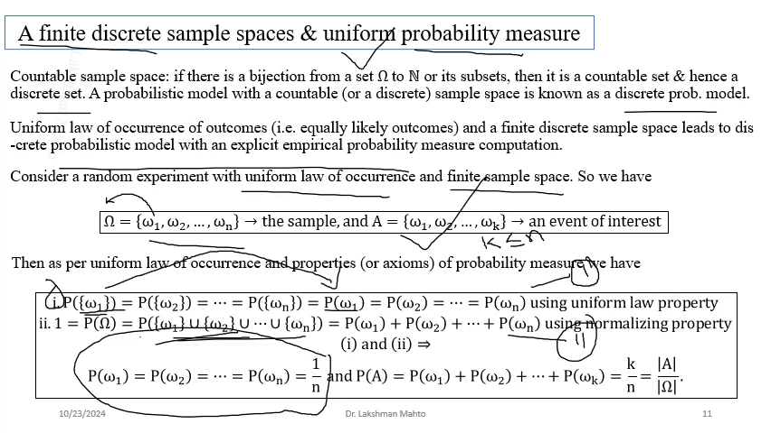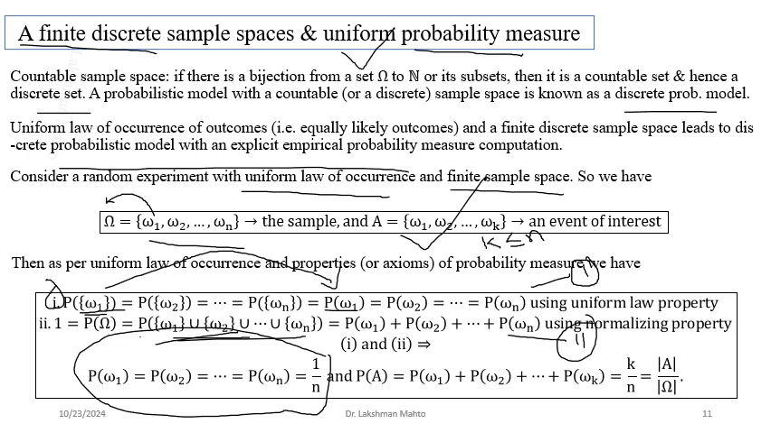Now, if you are taking an event A, which does not contain all possible outcomes, it contains some possible outcomes, say it contains k outcomes. Okay, so what is the probability of A? Here we have to sum the probability of outcome omega 1 and omega 2 up to probability of omega k. And what is the probability of omega 1? It is 1 by n. Probability of omega 2 is 1 by n. Probability of omega k is 1 by n. So that means 1 by n, how many times are we summing? We are summing it k times. So probability of A would be k by n.